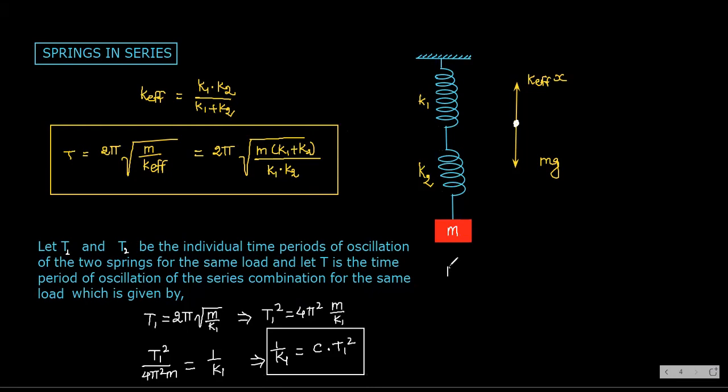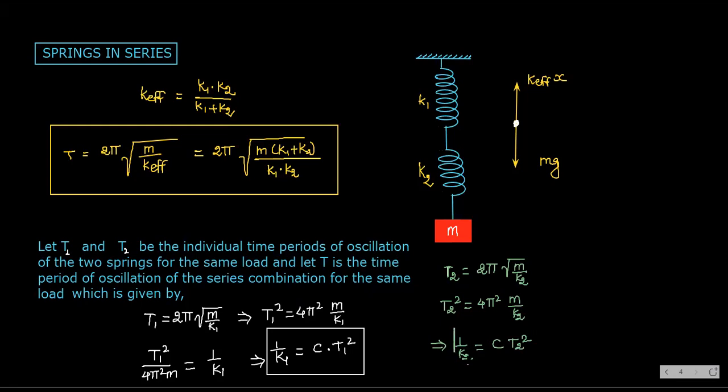Now next. Similarly, if I want for T2, here, shall I change color? Okay. Now similarly, you see here T2 is equal to what? 2 pi under root m by K2. Similarly, squaring on both sides, T2 square is equal to 4 pi square m by K2. And direct now I am writing, therefore 1 by K2 is equal to C into T2 square. Clear? Understood?